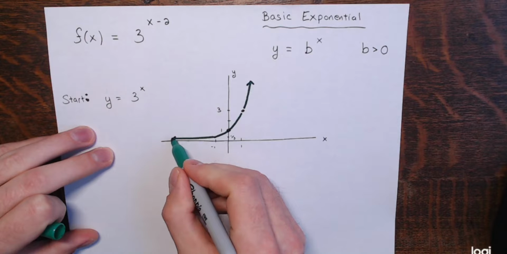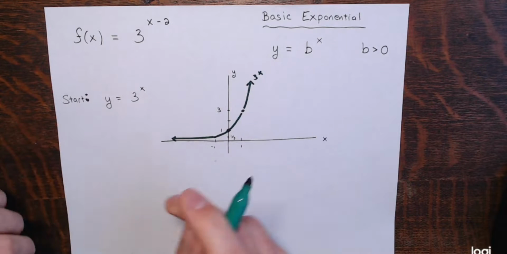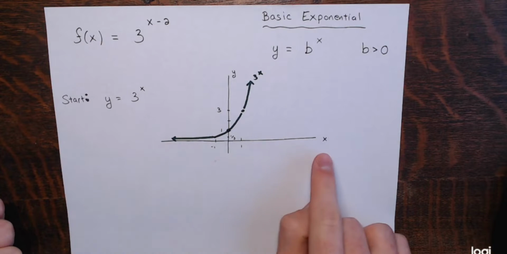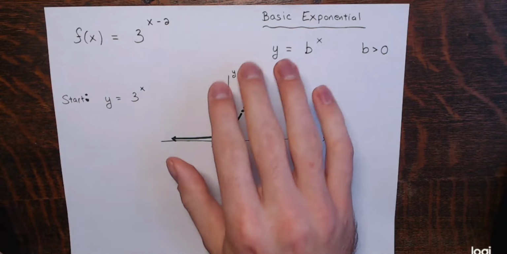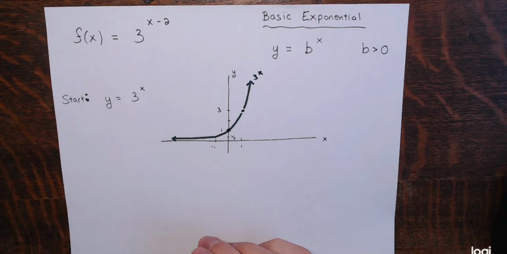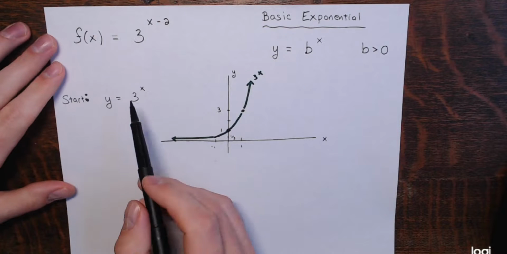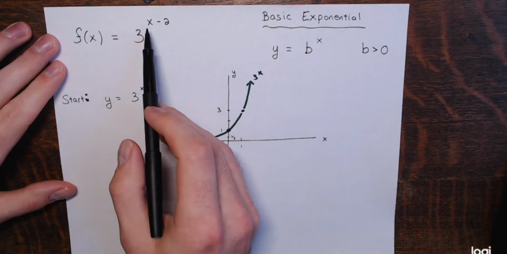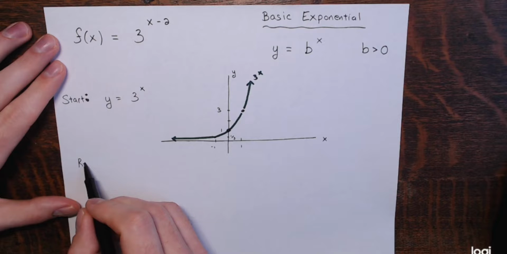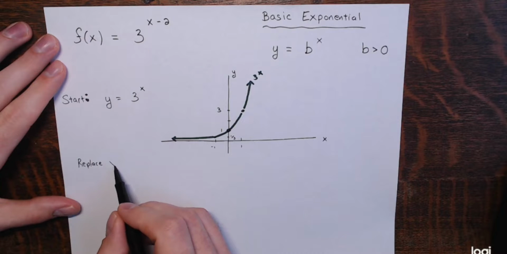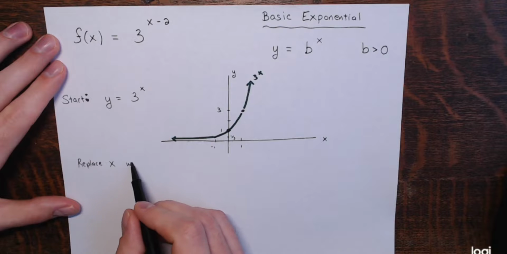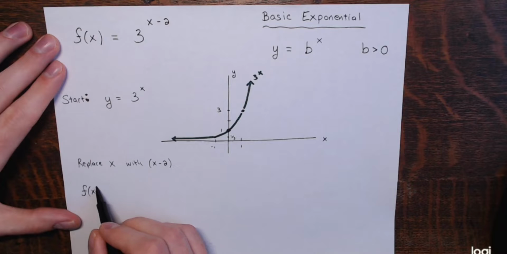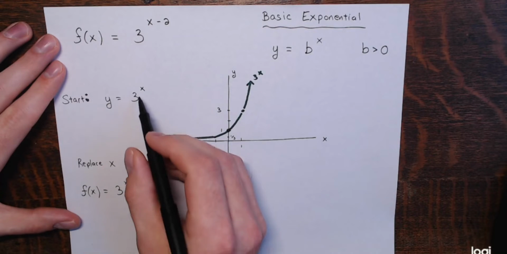There's the graph of y equals 3 to the x power. It's got a horizontal asymptote of the x-axis, the domain is all real numbers, the range is all positive numbers, and it's an increasing function. Now, the only thing that would need to be done to change this expression into that expression is I'd replace x, the 3 to the x power, I replace the x with the quantity x minus 2, and now I have f of x. Right, f of x would be 3 to the, instead, x minus 2.